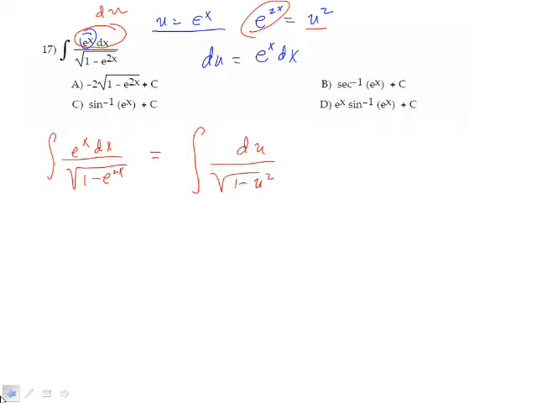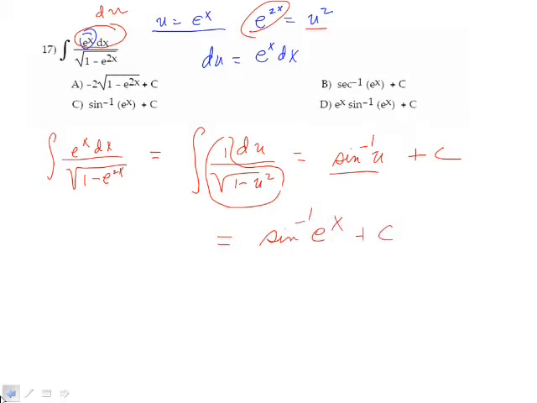Now you might remember that the derivative of inverse sine of u is equal to 1 over the square root of 1 minus u squared. So the antiderivative is equal to inverse sine of u plus a constant. So this is equal to inverse sine of e to the x plus a constant, which is answer C.